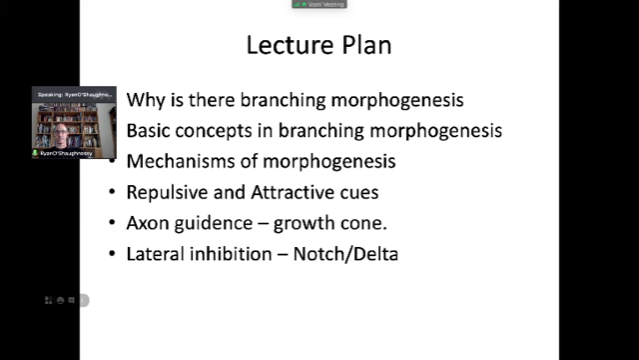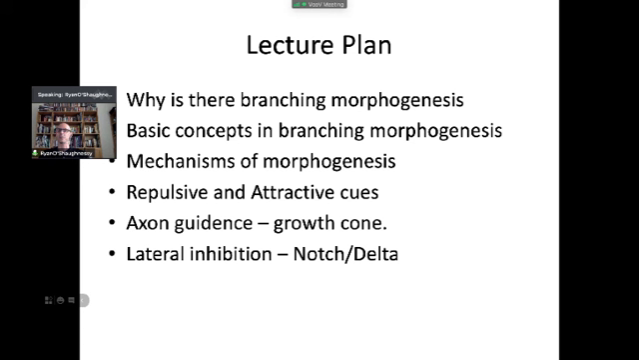So that's the end of this lecture. What did we cover? We covered the concept of branching morphogenesis and why we need to have branching morphogenesis to increase the surface area of a tissue for gaseous exchange or the exchange of nutrients. We looked at basic concepts in branching morphogenesis, this iterative program of growth, extension and branching.